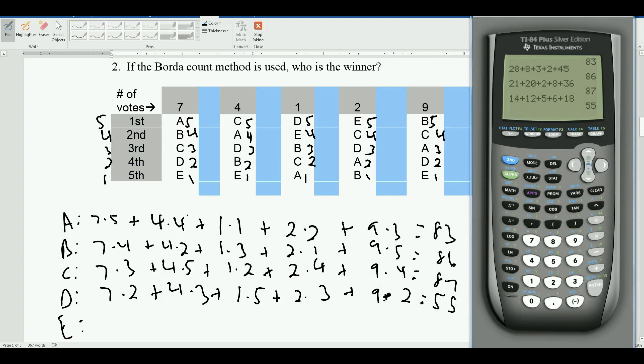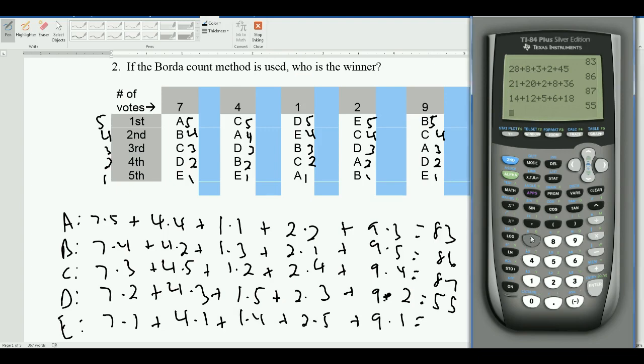And then E received 7 times 1 points plus 4 times 1 plus 1 times 4 plus 2 times 5 plus 9 times 1. So 7 plus 4 plus 4 plus 10 plus 9. And that's 34.